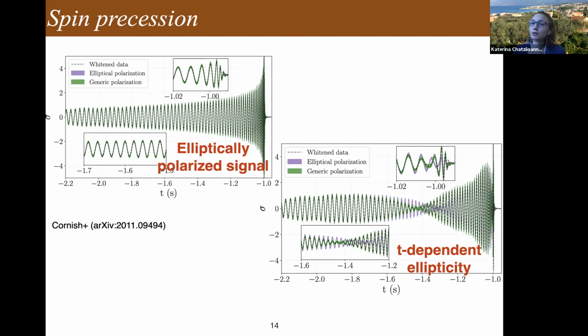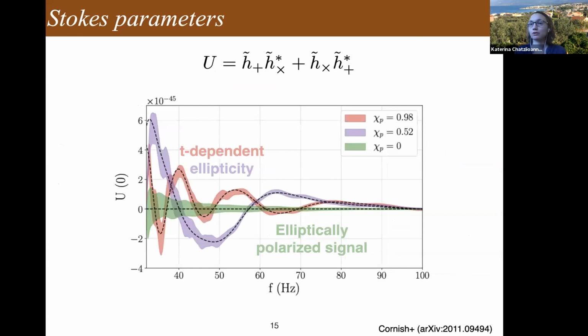In electromagnetism, the usual way we do this is with the so-called Stokes parameters. You can do similar things with gravitational waves.